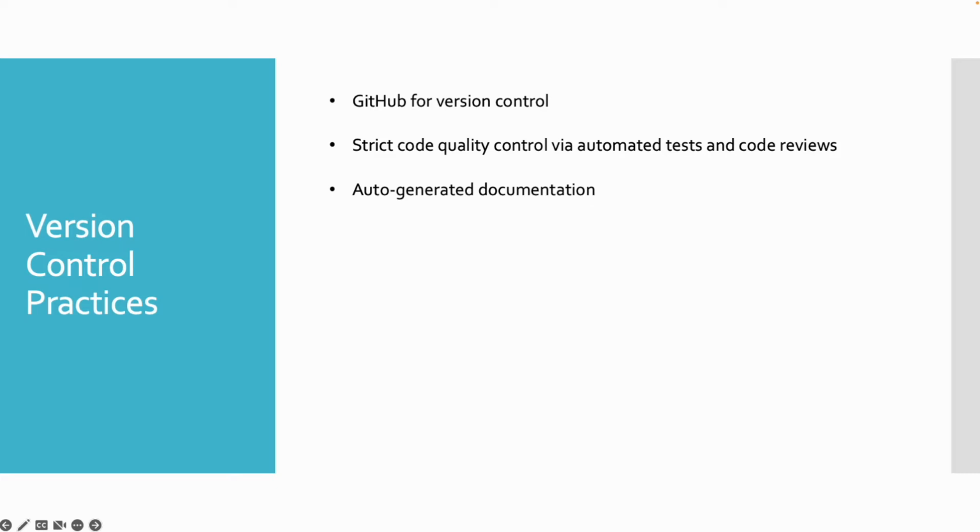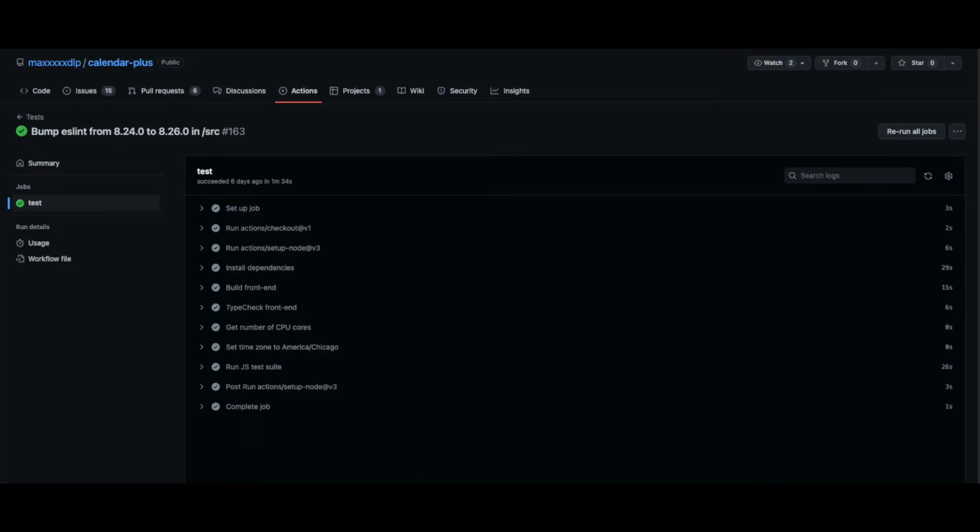For our project, we are using GitHub for version control. We follow strict code quality control via automated tests and code reviews. For our automated tests, we have a TypeScript type checker, Jest unit tests, and a Webpack build process. If these automated checks are okay and someone reviews the code and says it's good, then it can be merged into the repository. We also have auto-generated documentation for our repository. Here's an example of one of our automated tests in GitHub Actions. GitHub Actions allows us to run these tests automatically when trying to merge new code.